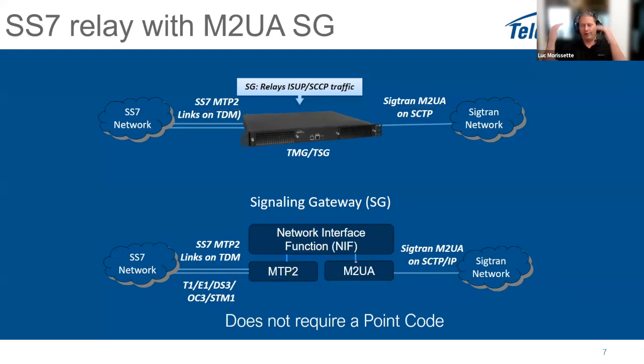Since we are staying at the lower level of the system, we do not require a point code here. Okay, so that's an advantage in networks because the point codes that are here and here don't need to know about our system here. They talk only directly to each other end to end, and we only convert the traffic from TDM to IP.